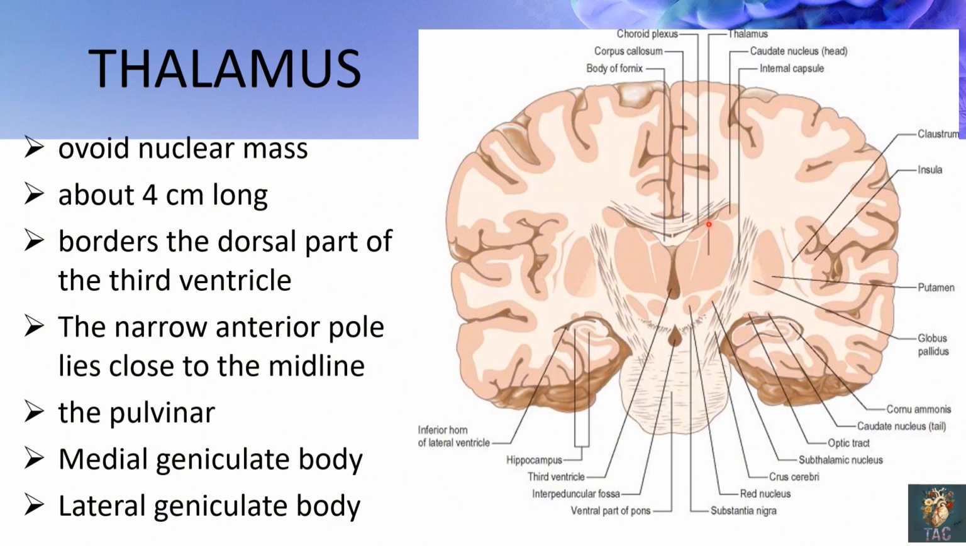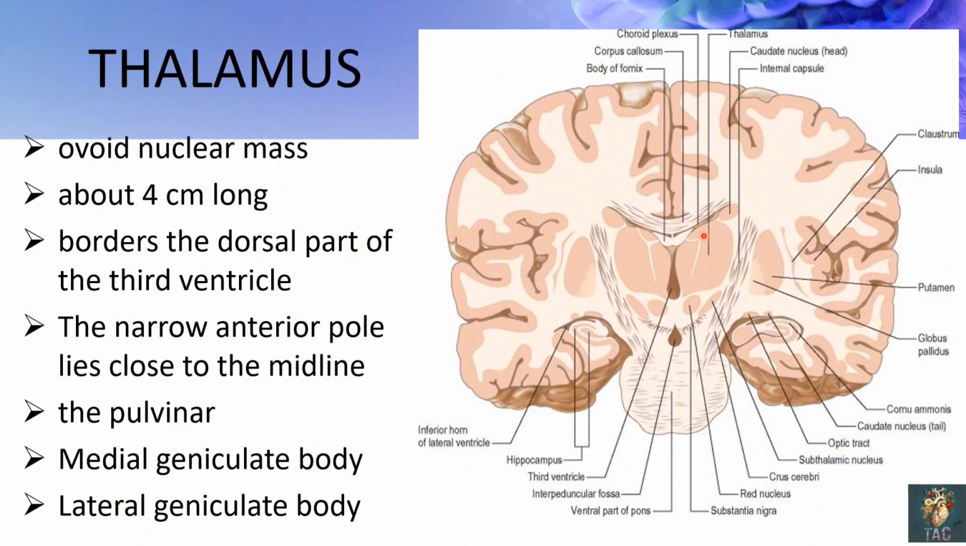They have a narrow anterior pole which lies close to the midline, and the posterior part which is called the pulvinar. They also have the medial and lateral geniculate bodies, which are part of the thalamus, over here. So in this structure you can see these are the thalami. Over here you can see the corpus striatum, the corpus callosum, and beneath the corpus callosum the body of the fornix is present.